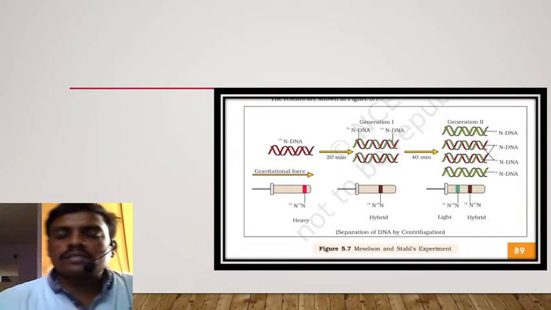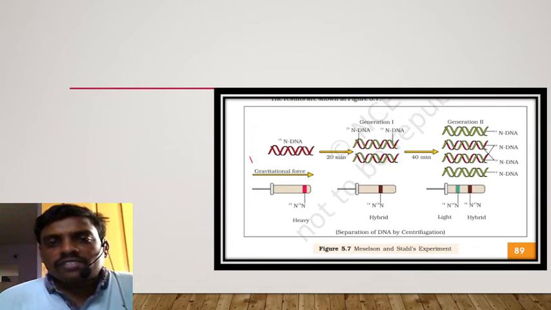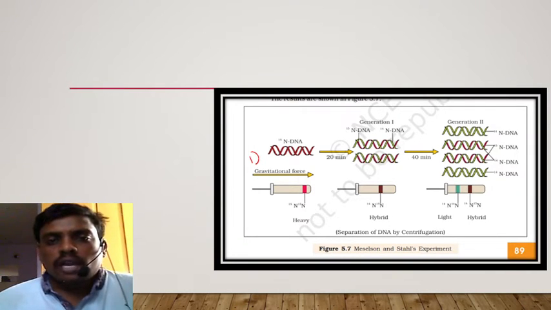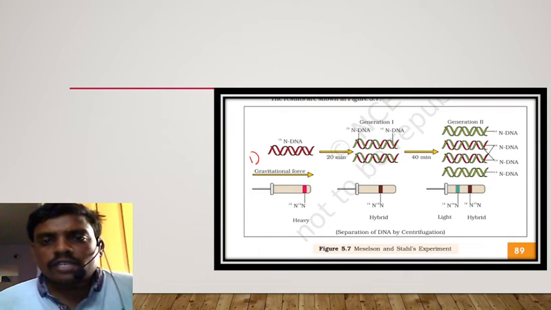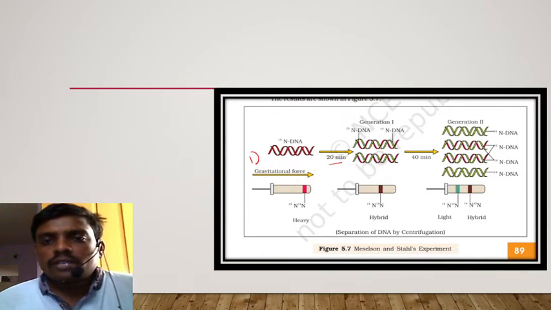Now finally, this is the experimental set of Meselson and Stahl. This is the first step. Gravitational force was applied and you can see 15N DNA was incorporated for 20 minutes. Okay, and you can see here the N DNA generation 1. This is the generation 1 nitrogenous DNA.